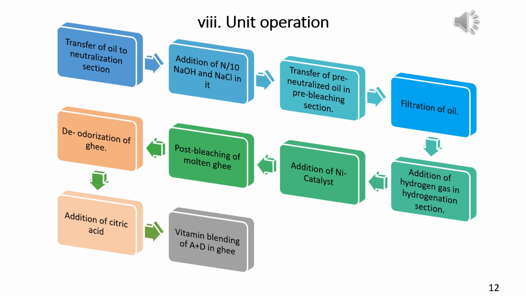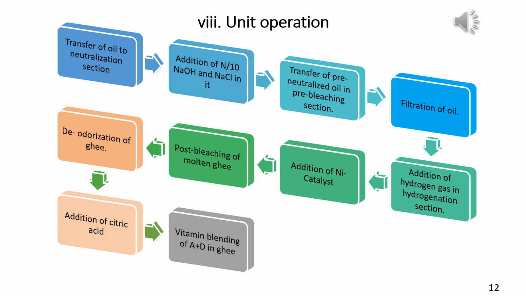After the addition of nickel catalyst, we will move to the next chamber, which is the post-bleaching chamber. Here the post-bleaching of molten ghee will take place. The post-bleaching chamber is the same as the pre-bleaching chamber. So here we bleach, or decolorize, our oil.